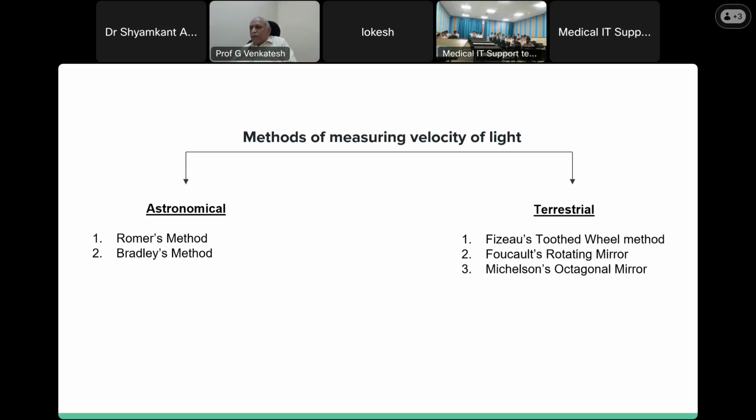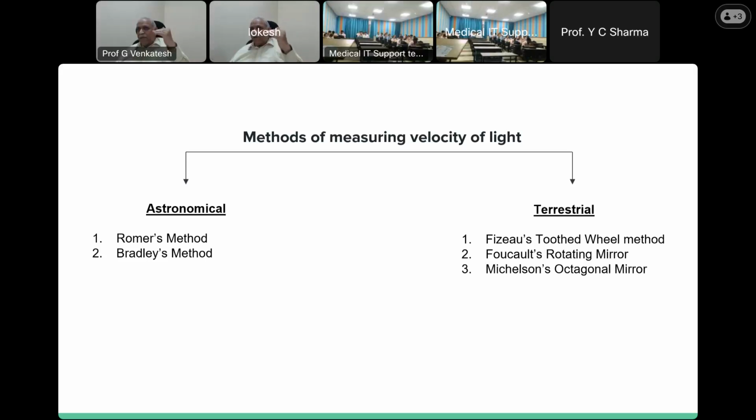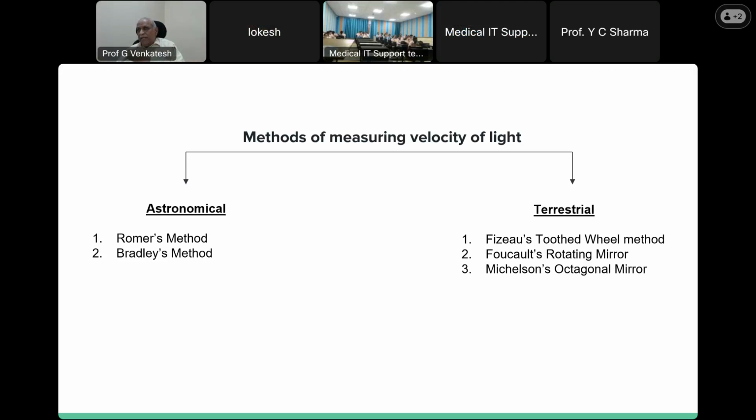Now, in the two experiments of Fizeau and Foucault, the idea was to make a light signal travel from a particular source to a distant mirror, get it reflected back, and the time taken for the light traveling these two distances was measured, and the distances were known, and the velocity was calculated. In both the methods, Fizeau and Foucault, the light was traveling in a particular direction and retracing the path. In the Michelson's octagonal mirror method, also the same procedure was there.